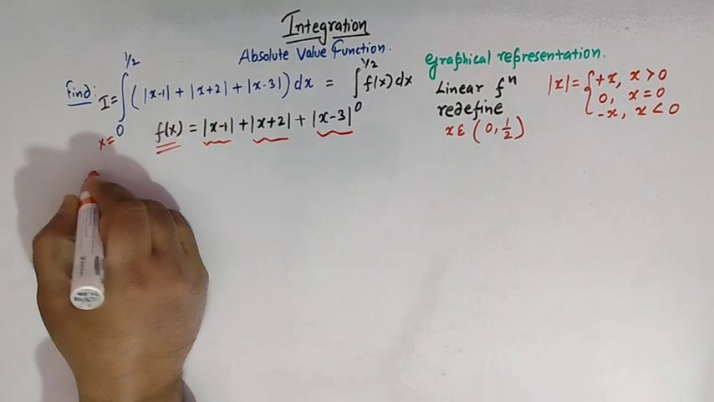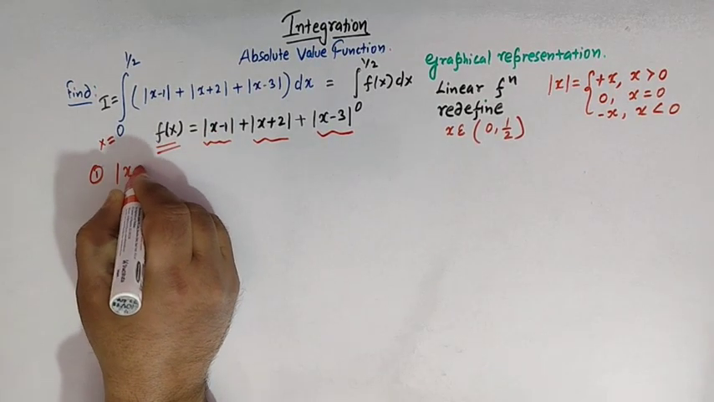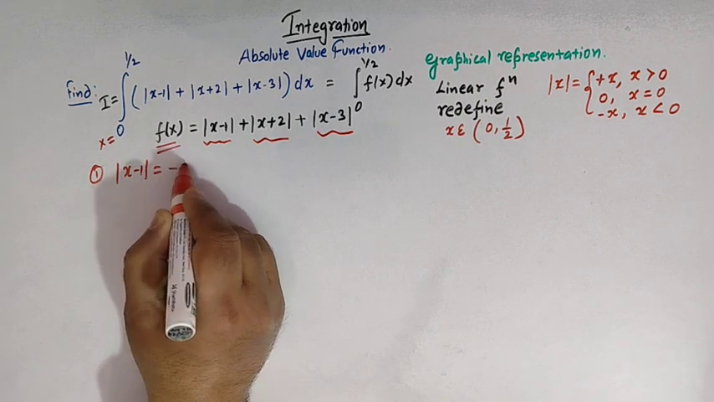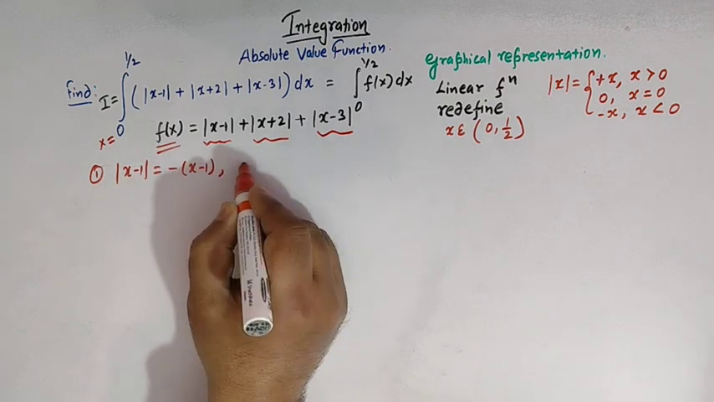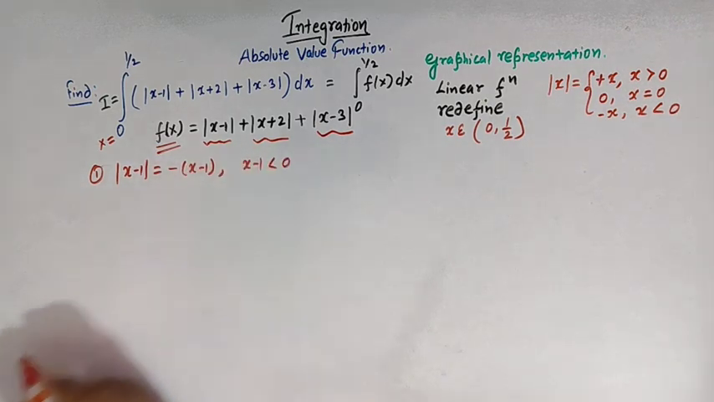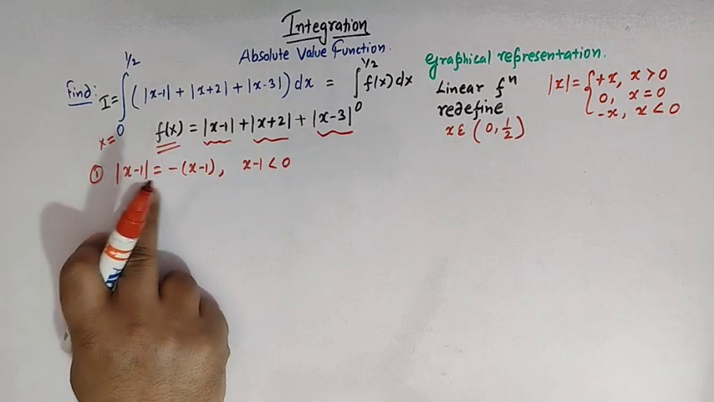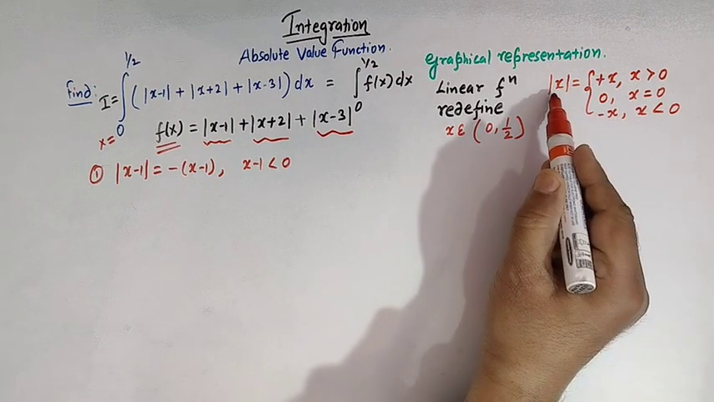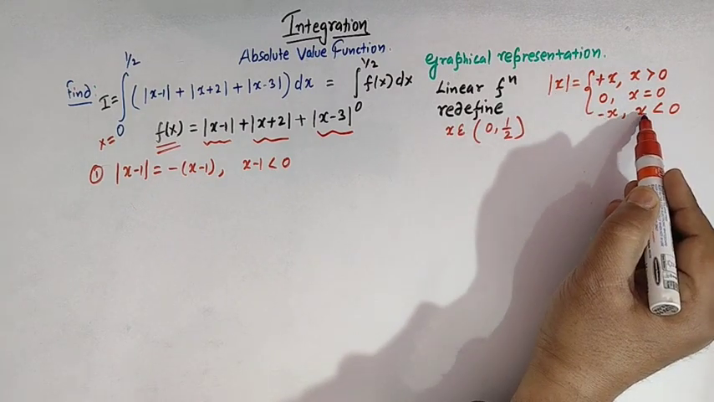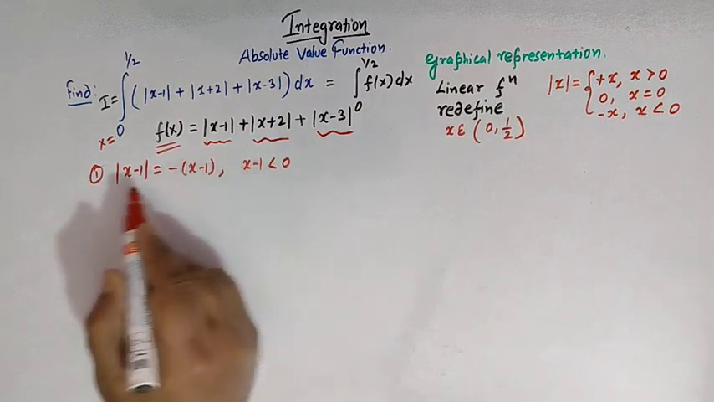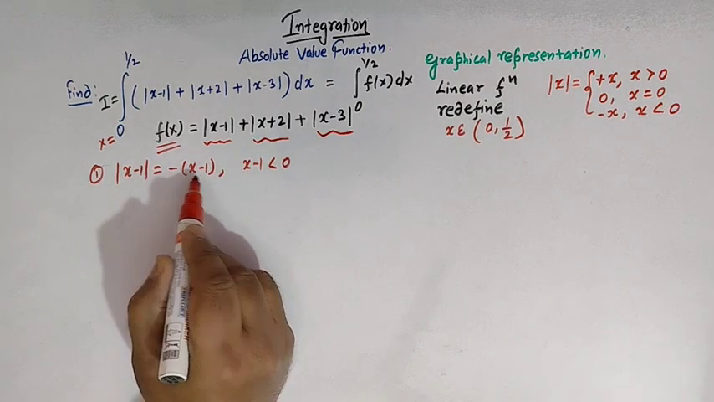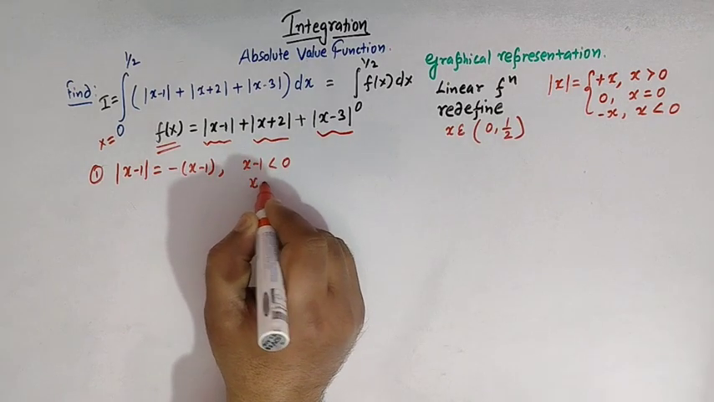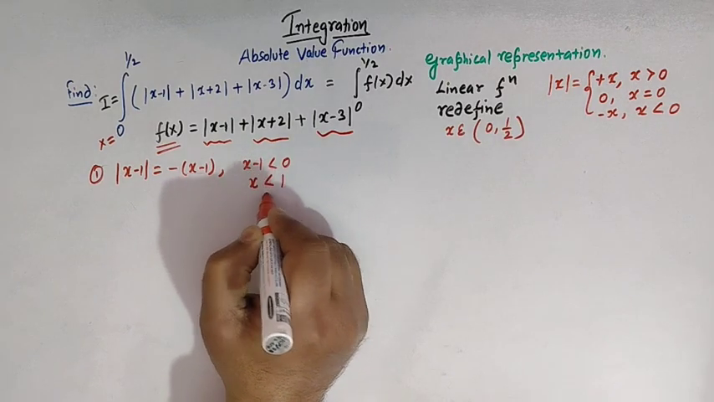So now let us first take mod of x minus 1, right? So mod of x minus 1 is equal to negative of x minus 1 whenever x minus 1 is less than 0, right? So now we have written this statement due to this definition. Mod of x is equal to negative of x when x is less than 0. So here mod of x minus 1 is equal to negative of x minus 1 when x minus 1 is less than 0. So it implies that x is less than 1, right?